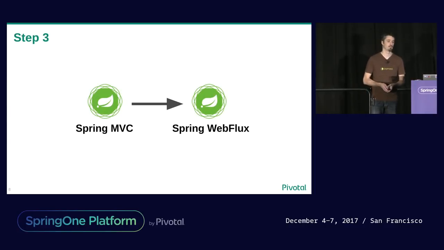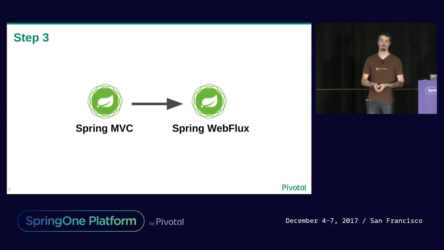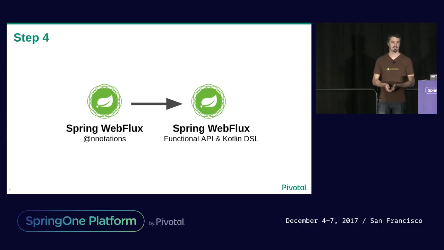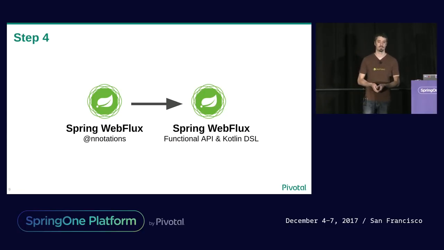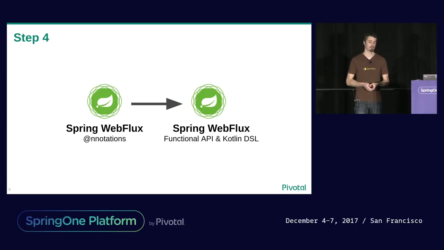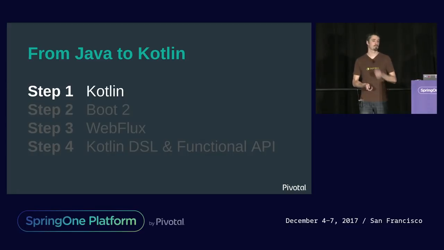Step 3, I guess you have heard about our new WebFlux web framework, and we are going to use it to replace Spring MVC and to see what the advantages of doing that with Kotlin are. And the last step will be to use the functional API and the Kotlin DSL available in addition to the annotation-based programming model, which you already know since it is similar to Spring MVC. So let's start with the first step.